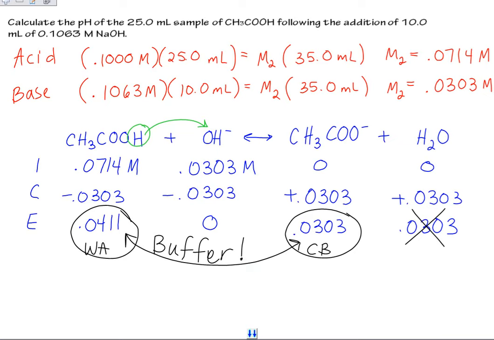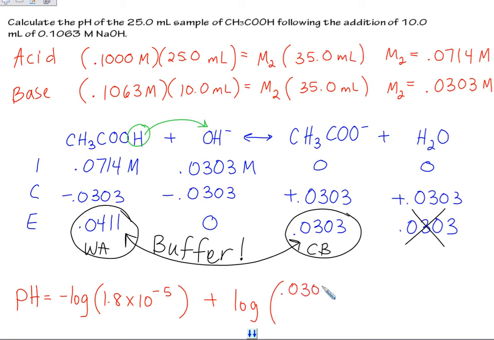If I want to calculate the pH of this remaining buffer solution, we can just use the Henderson-Hasselbalch equation. pH is the opposite log of the Ka value, which they gave me in the last question, plus the log of the charged particle over the neutral particle. So it'll be this 0.0303 over the 0.0411. Plug and chug. Throw it in your calculator. 4.61.